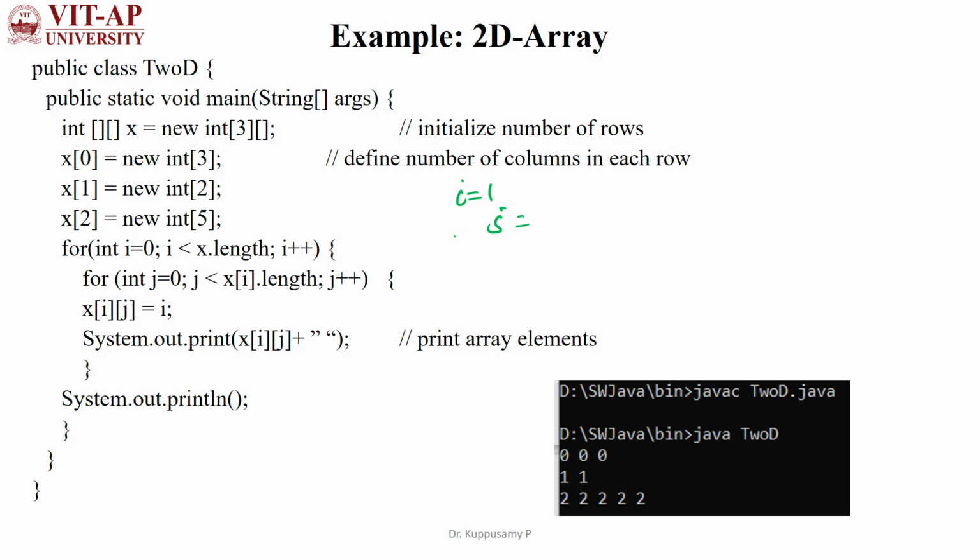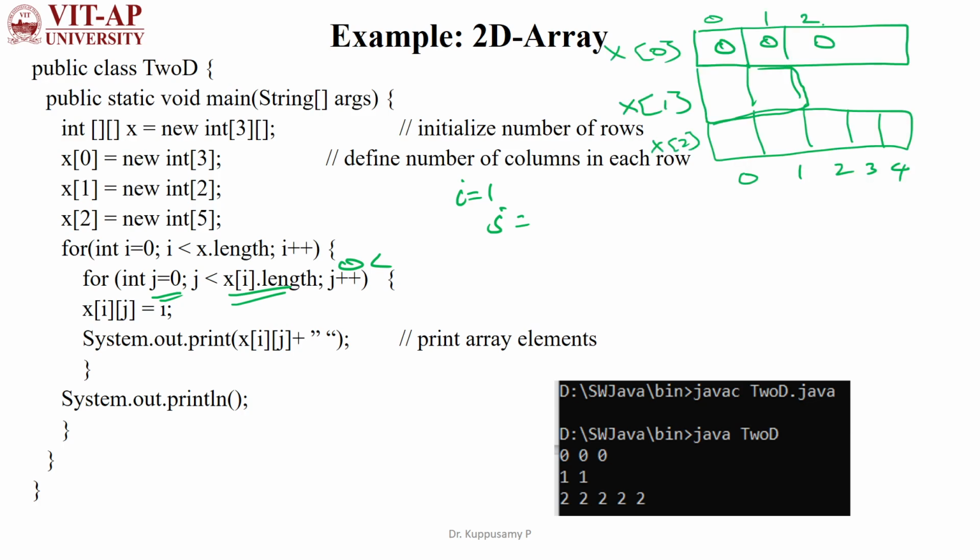J is initialized here, and now again it is 0. So 0 less than x of I dot length, for the structure we had shown earlier. J is now again 0. Here x of I dot length is x of 1, since the I value is 1. X of 1 dot length is here 2. So 0 less than 2, which is true. Once it is true, it comes inside the for loop block.